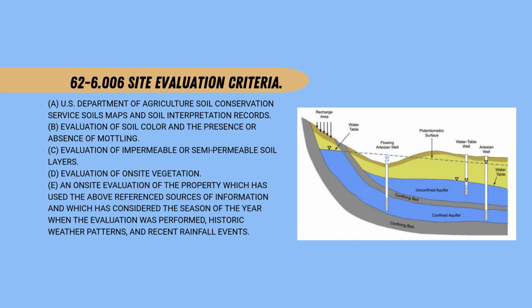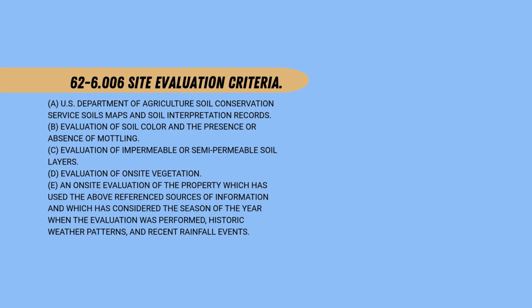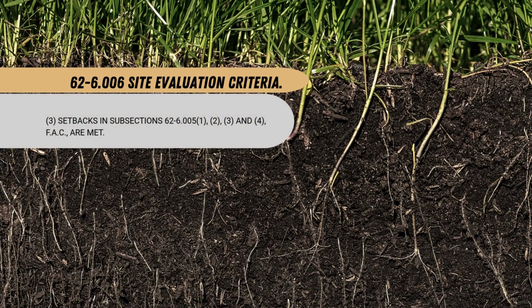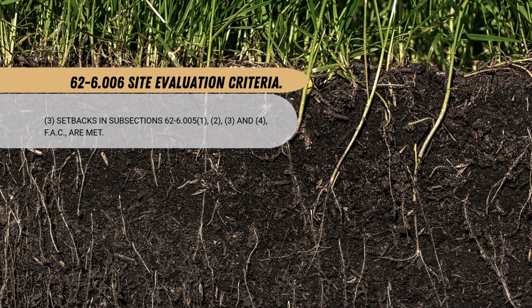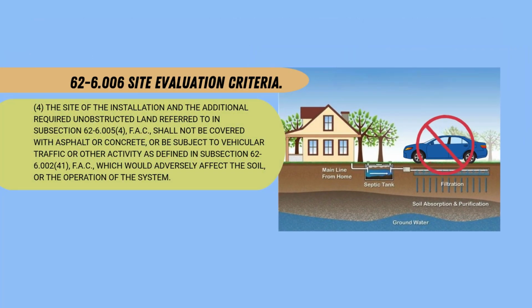3. Setbacks in subsections 62-6.005, 1, 2, 3, and 4 FAC are met. 4. The site of the installation and the additional required unobstructed land referred to in subsection 62-6.005, 4 FAC, shall not be covered with asphalt or concrete, or be subject to vehicular traffic or other activity as defined in subsection 62-6.002, 41 FAC, which would adversely affect the soil, or the operation of the system.